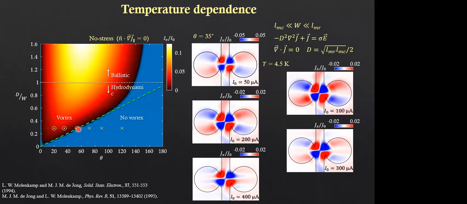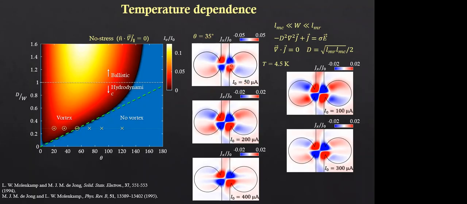The other signature being that if we increase the temperature of the electrons, then the Gurzhi length changes. And the Gurzhi length actually decreases if we increase the temperature, because the mean free path decreases. And if that changes, then we can find out the boundary where the vortex to laminar transition occurs. To do that, we measure with 35 degree opening angle.